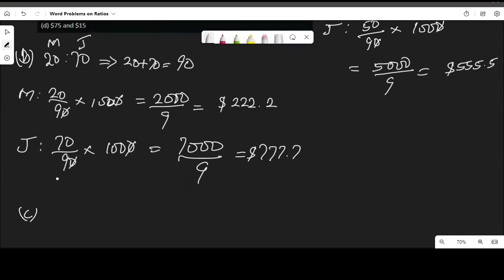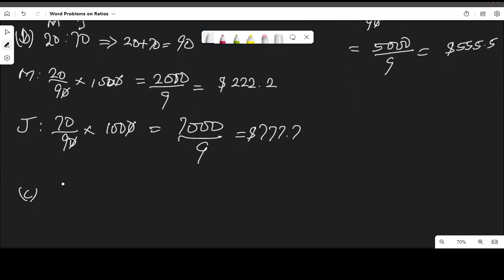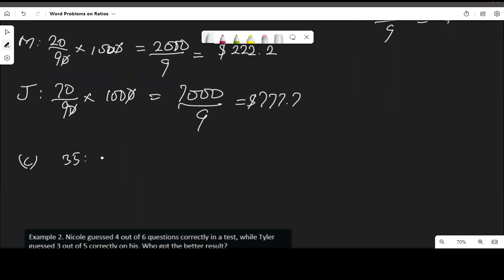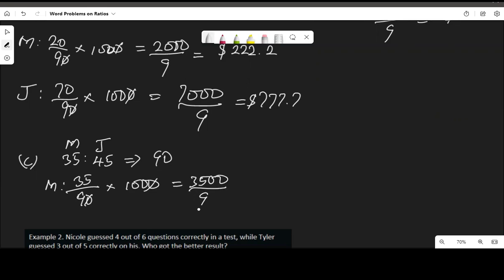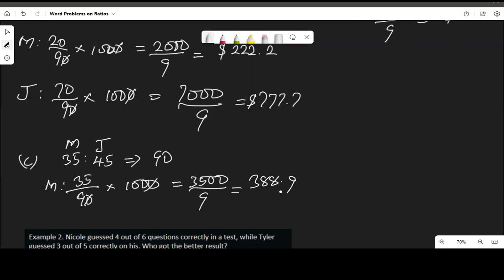And for the third question, Mike contributed 35, while Jones contributed 45. So the ratio will be 35 to 45. 35 for Mike, 45 for Jones, which means Mike's share will be 35 over, if we add up these two, that is 90. 35 over 90 multiplied by the winning prize. Zero cancels zero. 35 times 100 is 3500 over 9. 3500 divided by 9 is approximately 388.9, so $388.9.